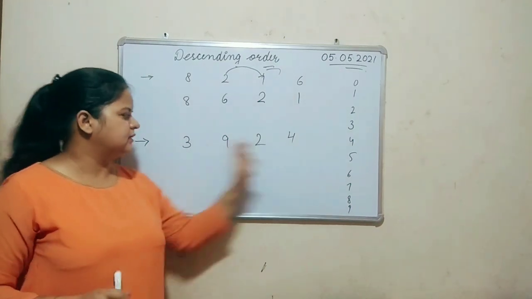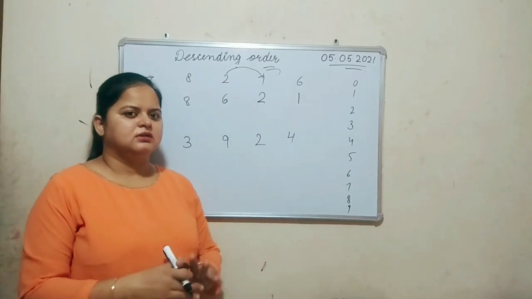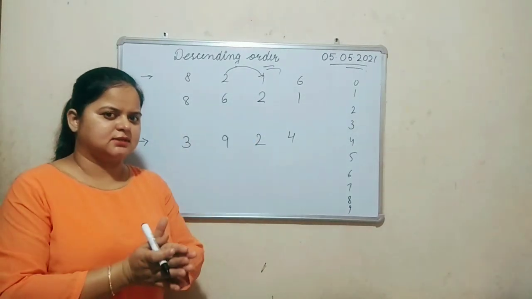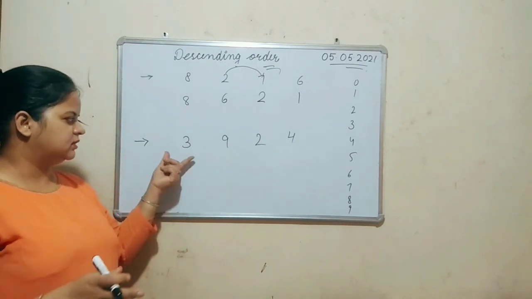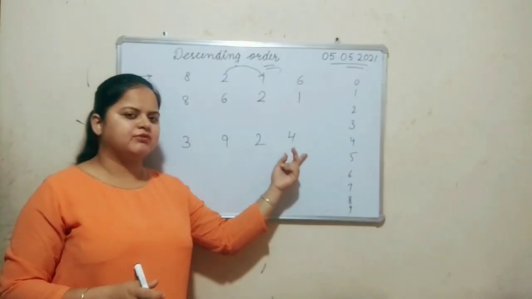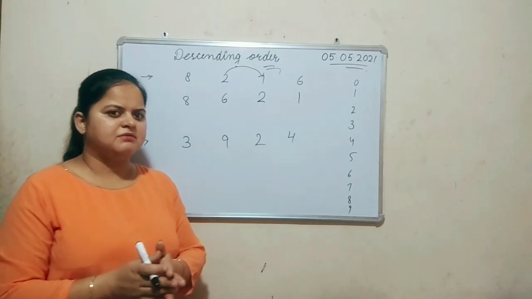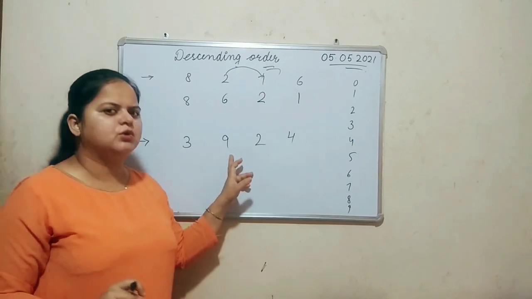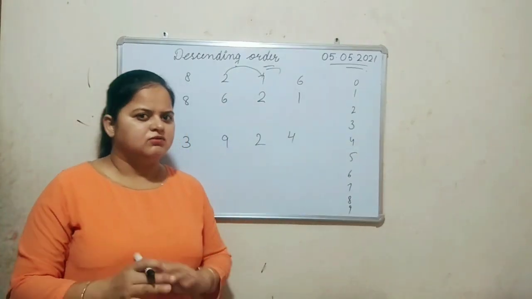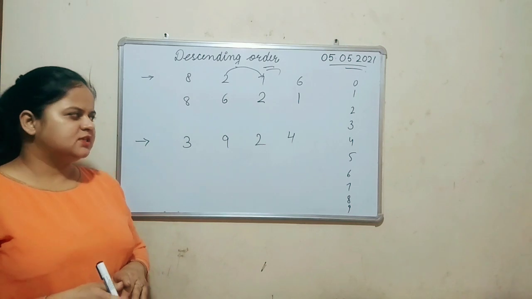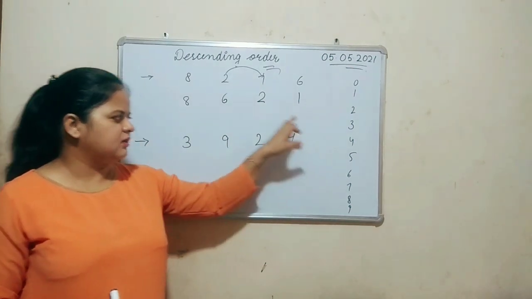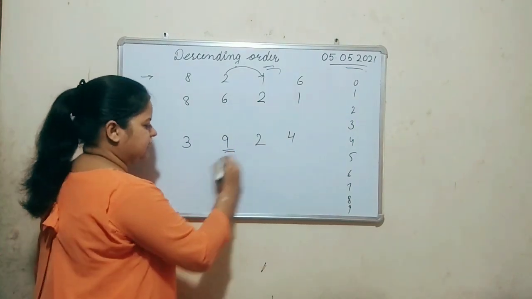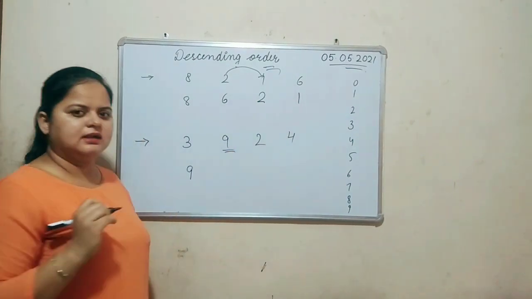Okay, let's see here. 3, 9, 2 and 4. Which number has more objects? 3, 9, 2 or 4. If you have candies, one of you has 3, one has 9, 2 and 4. Which number is showing more candies? 9. Yes. So 9 is the greatest number. We will write 9 here.